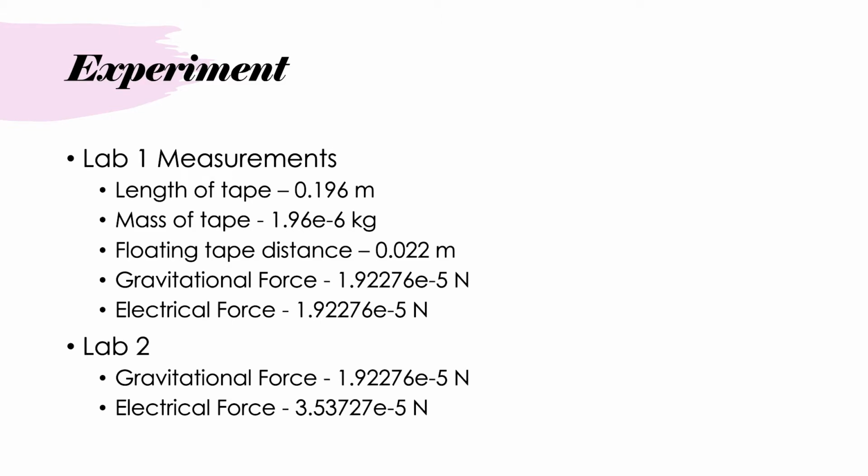In experiment 1, we found the length of the tape to be 19.6 centimeters, the mass of the tape to be 1.6 times 10 to the negative 6 kilograms, and the floating distance between the two tapes being 2.2 centimeters. After calculating, we found that the gravitational force and the electric force were both 1.92276 times 10 to the negative fifth. In Lab 2, the gravitational force stayed the same. However, the electrical force changed by almost double the amount of Lab 1.